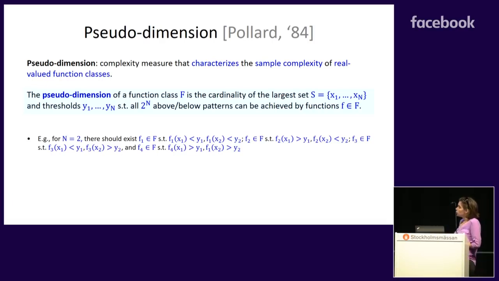So just to give an example, if n equals 2, what do I mean by above and below pattern here? If n equals 2, in order to be able to say that we shatter 2 points by using functions in our class, we need to show that there exist points x1, x2, and threshold values y1 and y2, such that all 4 above and below patterns can be achieved.